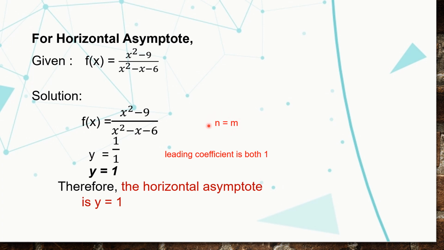So, pag pareho ang degree ng numerator at denominator, kokopyahin natin yung leading coefficient ng bawat isa. So, ang leading coefficient dito sa numerator is 1. Then, ang leading coefficient naman dito sa denominator ay also 1. So, 1 over 1 is equal to 1. Therefore, the horizontal asymptote is y equals 1.